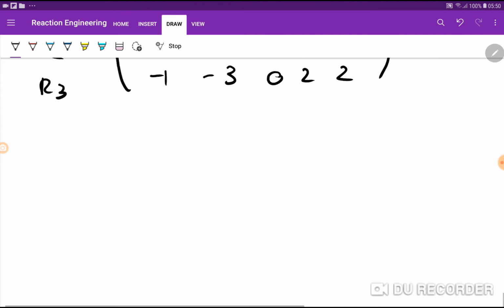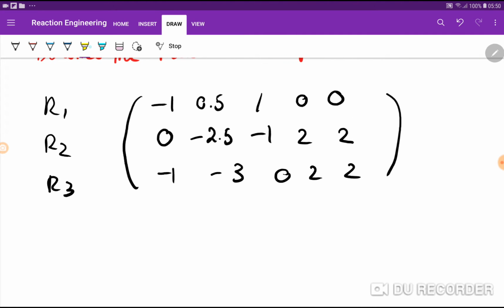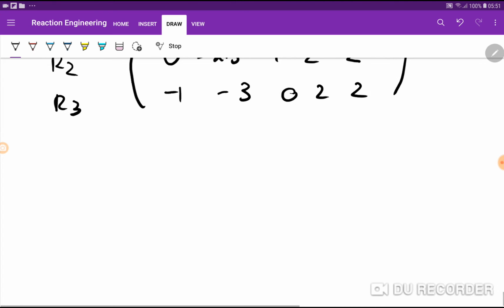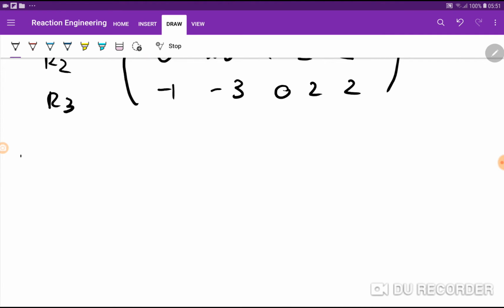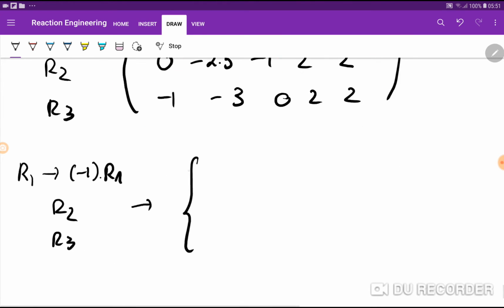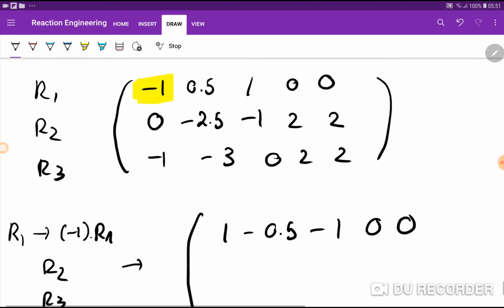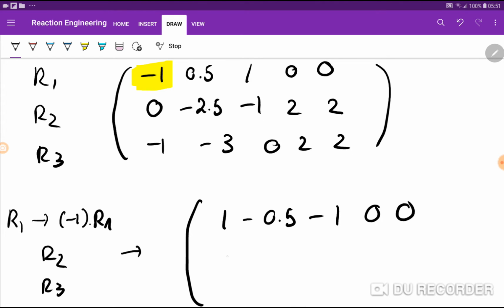So how are you going to do this? Remember, what's the first goal? The first goal is that the top left has to be 1. It's very simple. What I'm going to do is replace R1 with -1 times R1, and everything else I keep the same. So the sign will flip. The first row will become 1, -0.5, -1, 0, 0, because negative of 0 is 0.